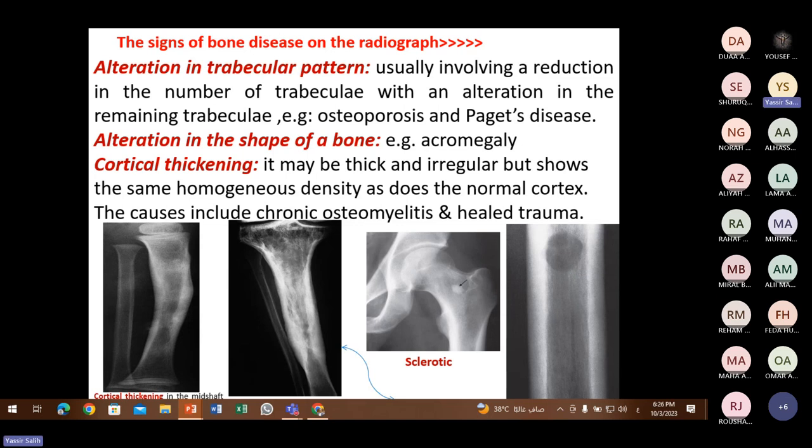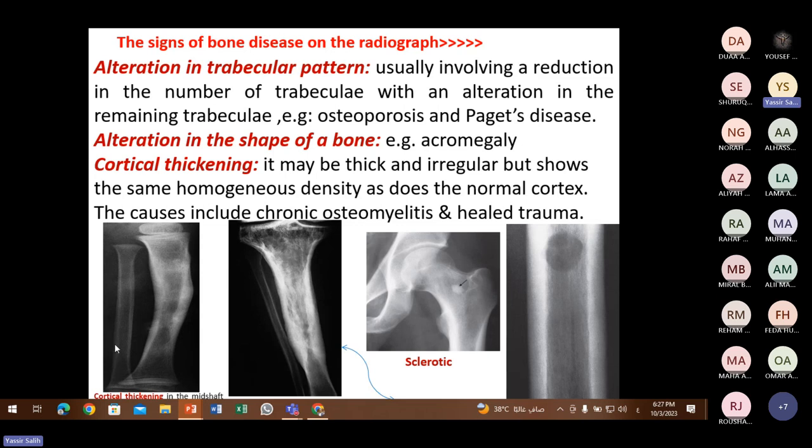For example, enlargement of the jaw or enlargement of the involved bone in acromegaly. Also, the other sign of disease is cortical thickening. This is the cortex, the very dense layer. This is a normal cortex. Of course the center is the medulla and this is the cortex. Sometimes there will be a thickening of this cortex, more thickened than normal, and sometimes it may show irregularity, and it may be heterogeneous or homogeneous in density. The causes of thickening of the cortex include osteomyelitis, or a healing fracture, or trauma.